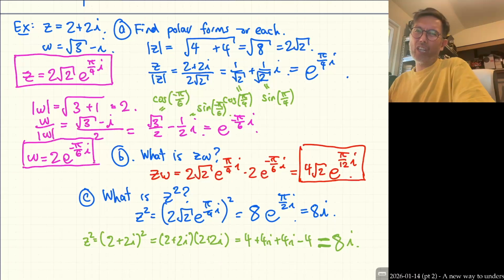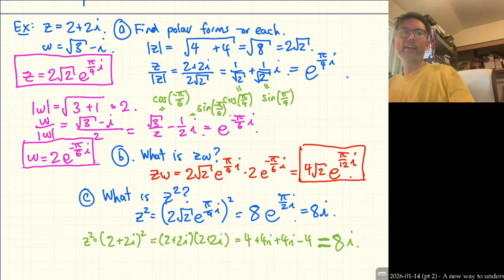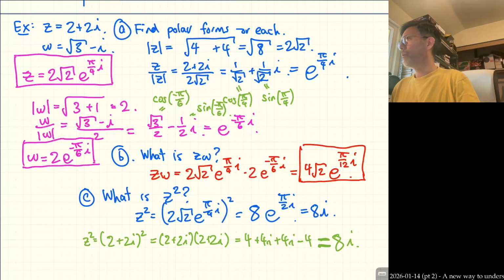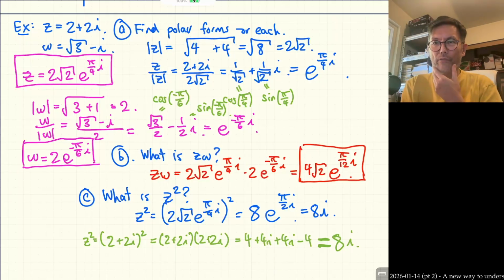This justifies, or gives you a little bit more comfort, that these moves we're making using polar multiplication really do work out, even if you use the rectangular representation. Okay, that's enough for this one.